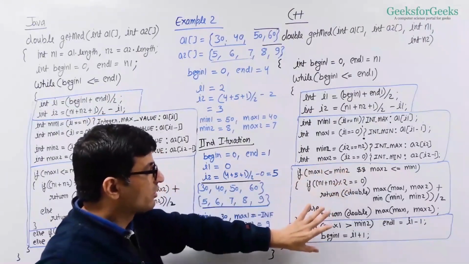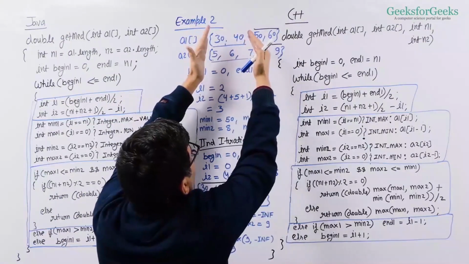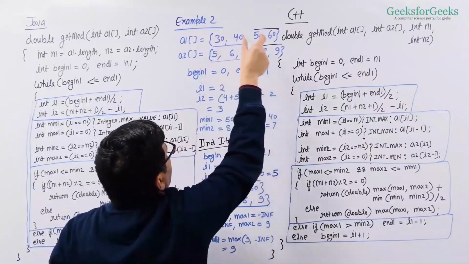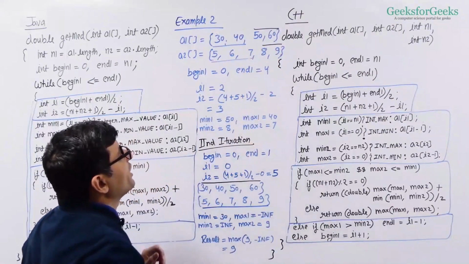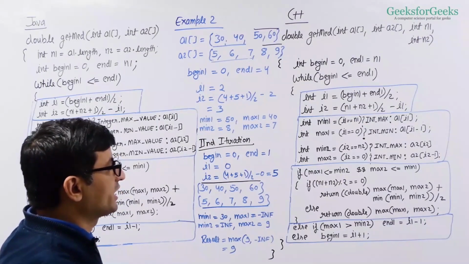We need to either go to the left half or the right half. And you can notice that all the elements in the left side are not smaller than all the elements in the right side. These elements are greater than these elements, right? So we need to either go to the left side or right side. Now, how do we decide whether we go to the left side or right side?